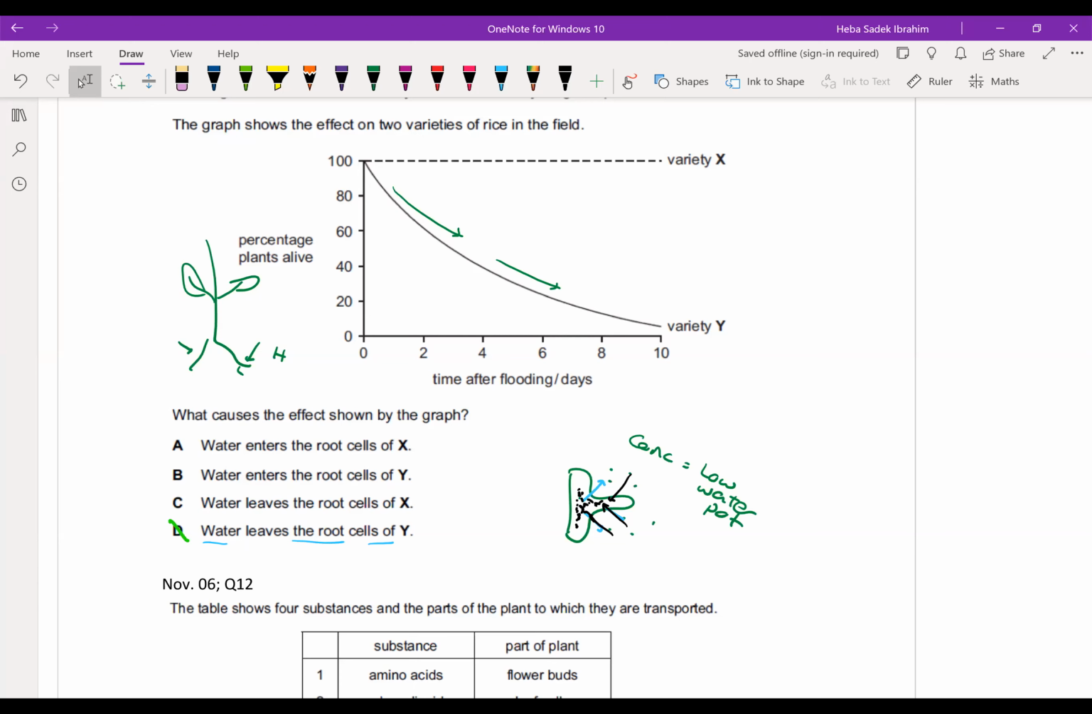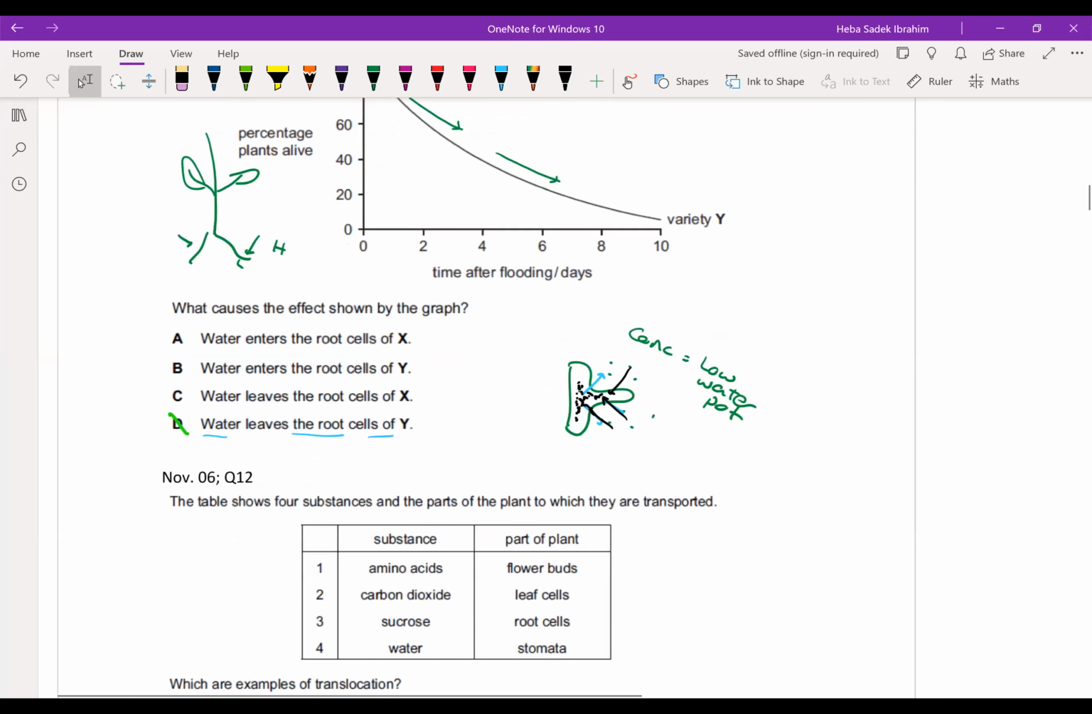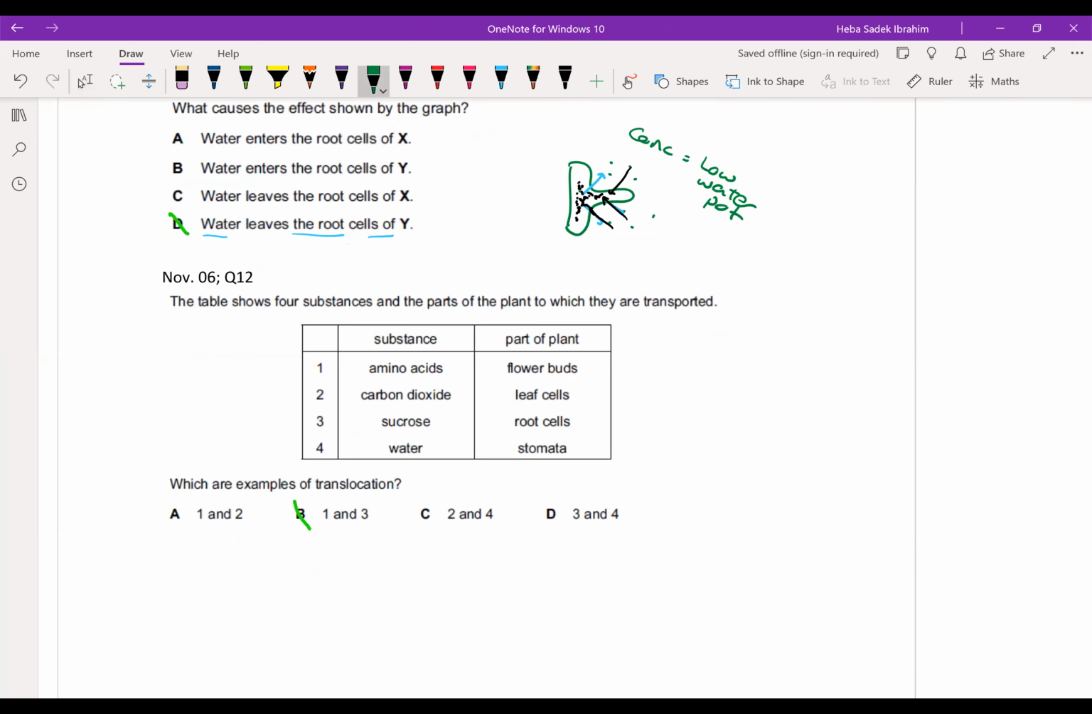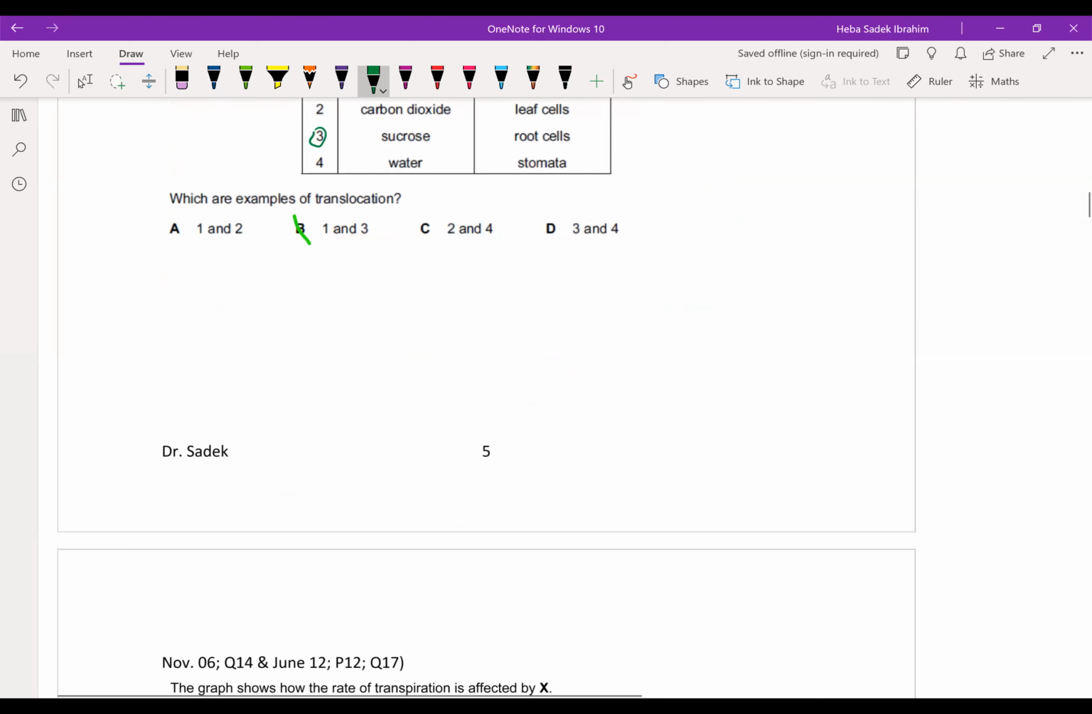طيب جينا قال لك هنا بقى والله the table shows 4 substances and the part of the plant in which they are transported, which are examples of translocation. احنا عارفين ان translocation is the movement of sucrose and amino acids. Okay, translocation is sucrose and amino acids. طيب حلو قوي، ده الترانسلوكيشن.